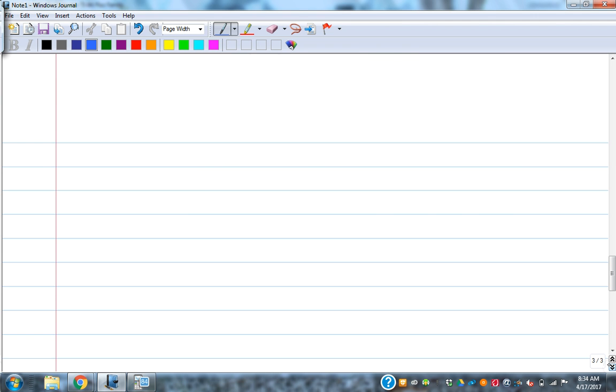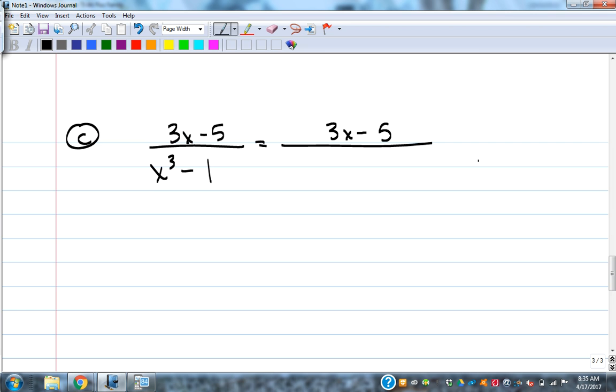All right, let's look at a more difficult one. 3x minus 5 over x cubed minus 1. So let's factor that denominator.